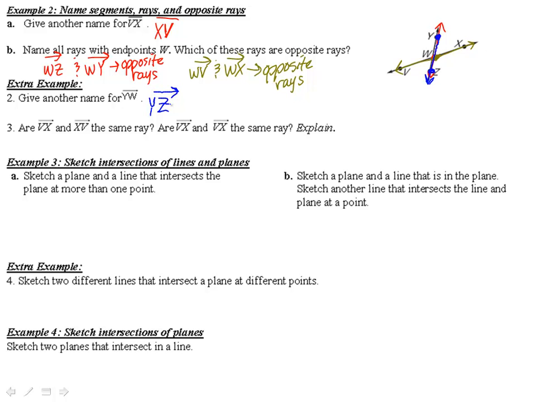Next one, are ray VX and ray XV the same thing? Well, just look right here. Rays always start with the endpoint. Those two have different endpoints. So are they the same ray? No, they have different endpoints. They can't be. Are ray VX and ray VX the same thing? Well, they have the same endpoints, so yep, they must be.